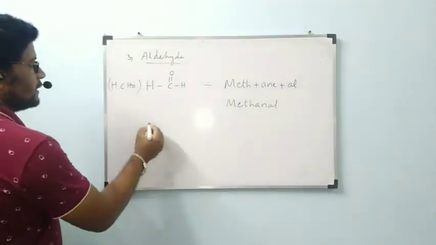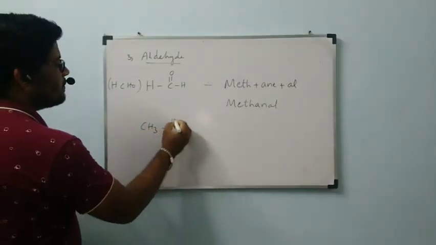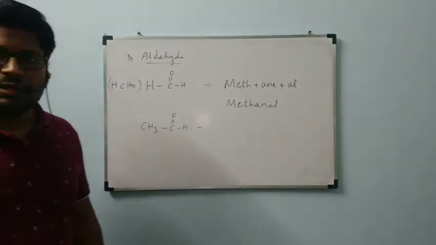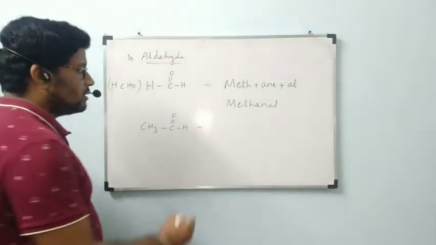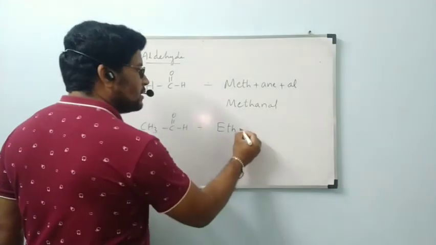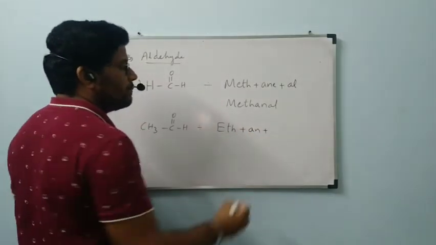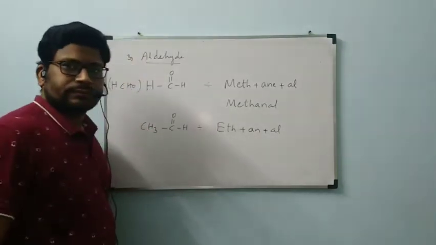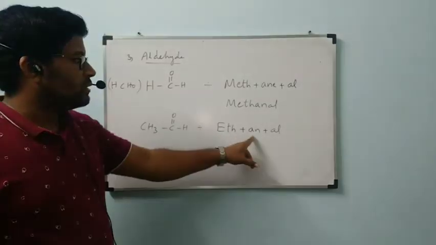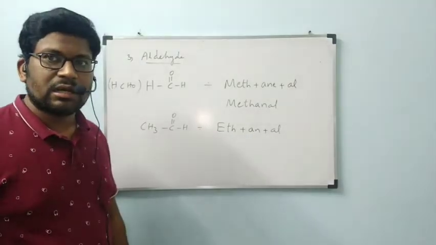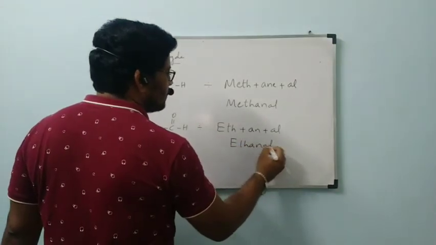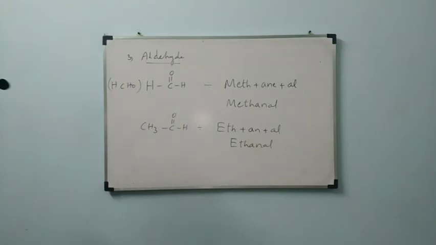Next, CH3 C double bond O H. This compound contains how many carbons? 2 carbons. So root word eth plus an plus al. Ethanal. Now the name of this compound will be ethanal.